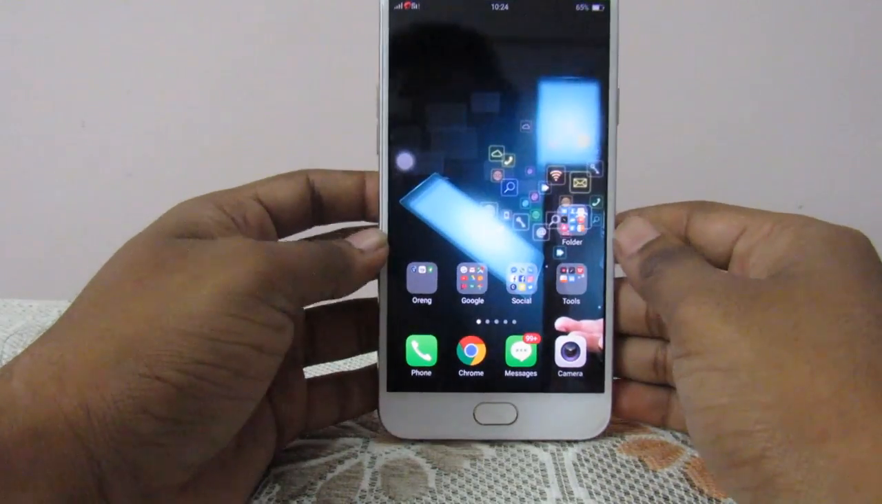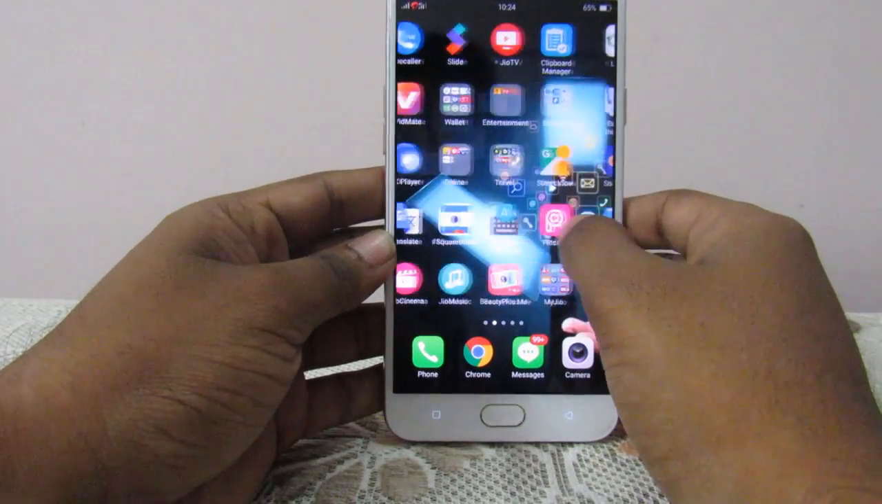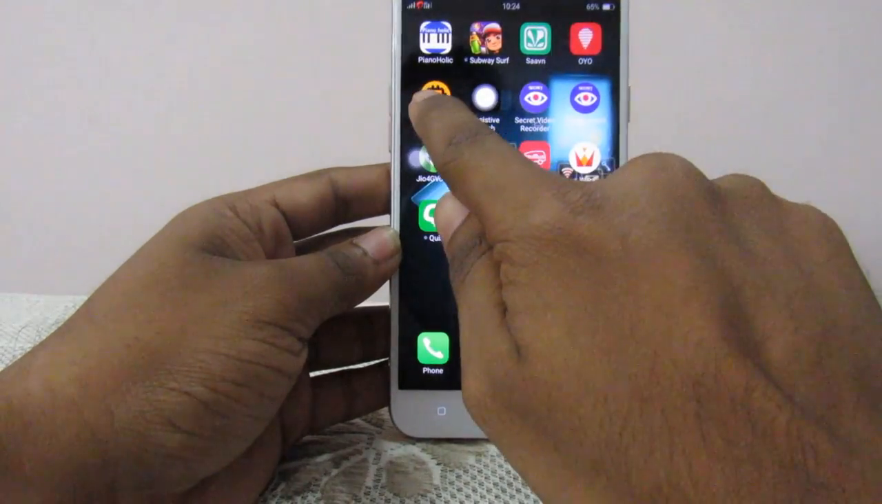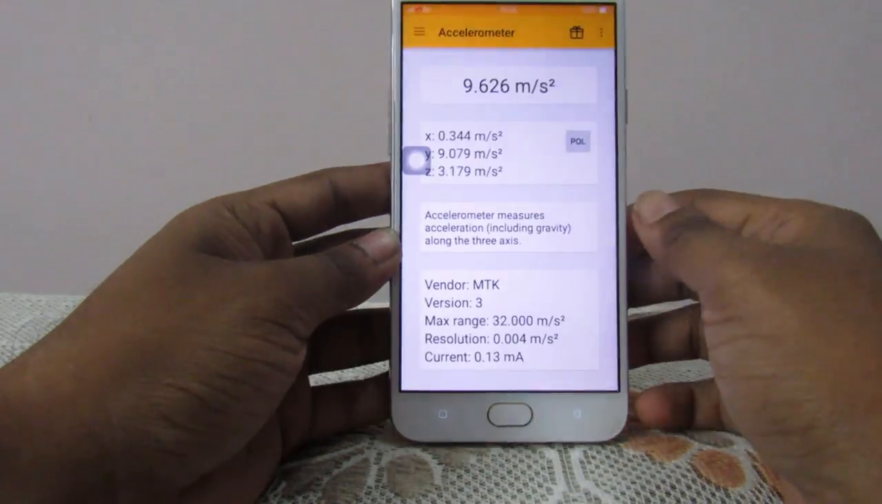Today I am going to show you all the sensors in the Oppo F1s. Here is an app called Sensor Test. Let me open Sensor Test.